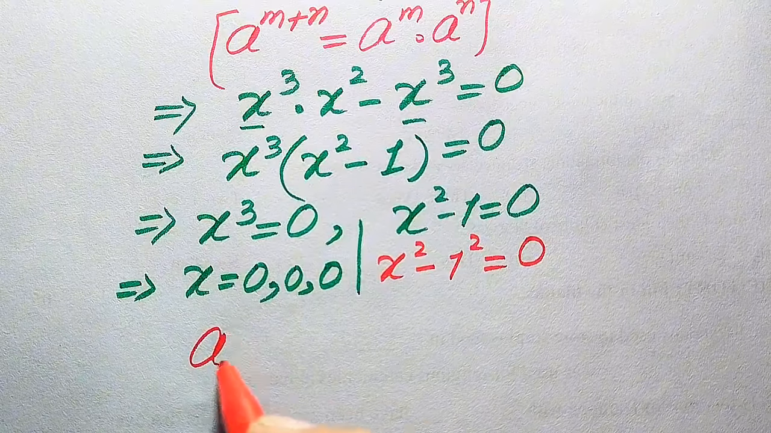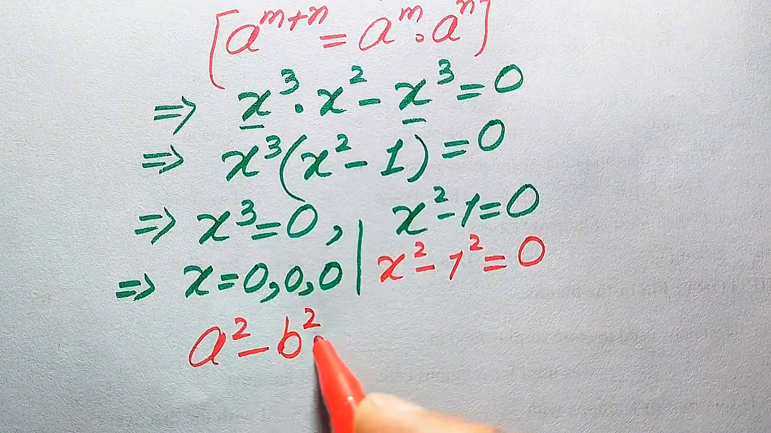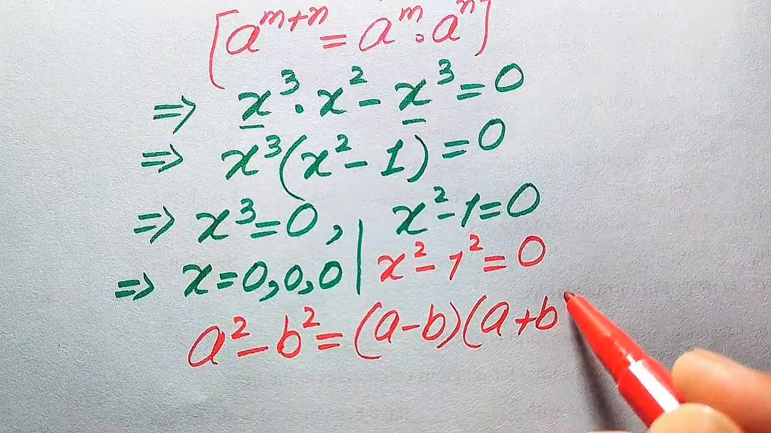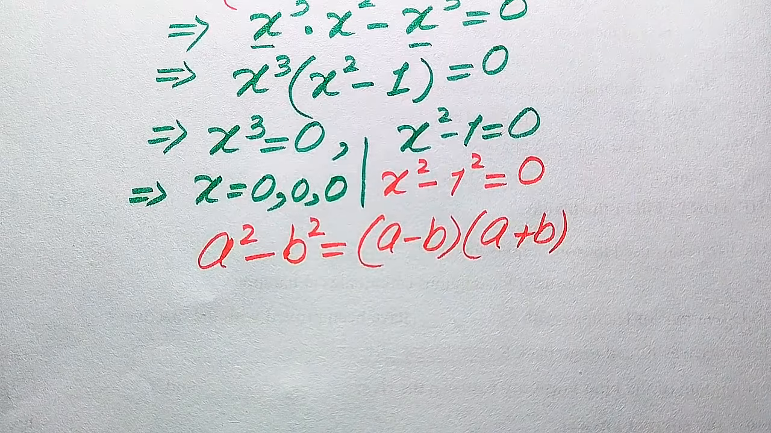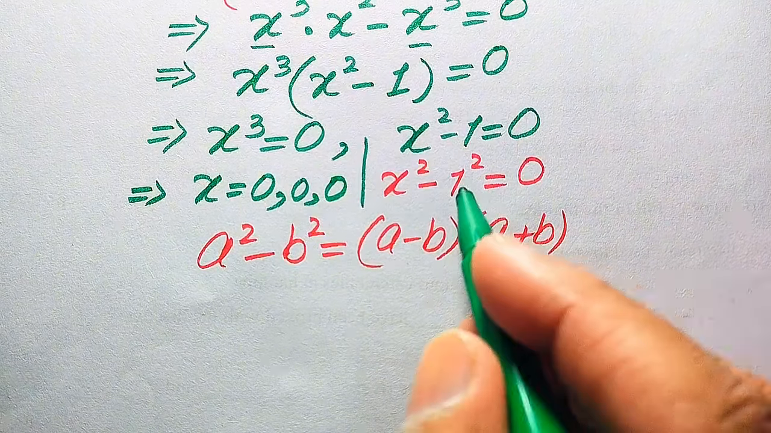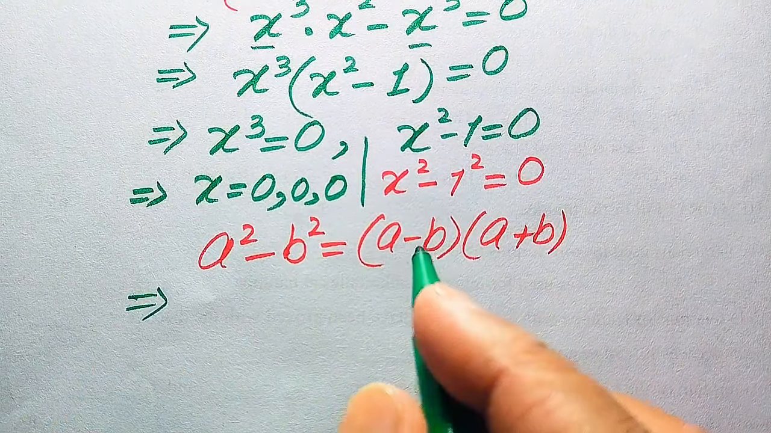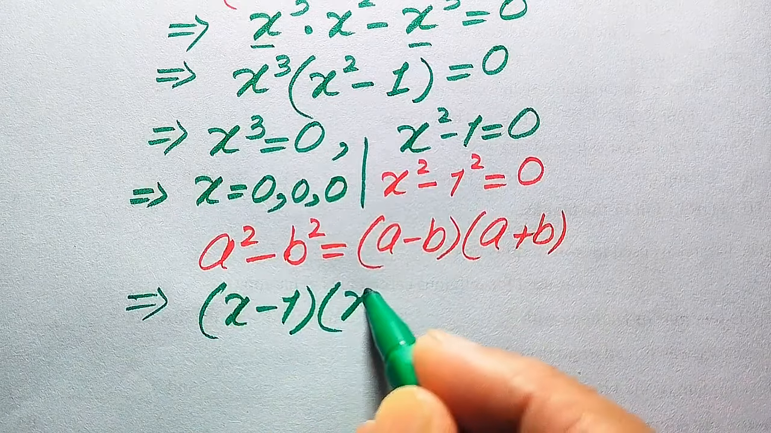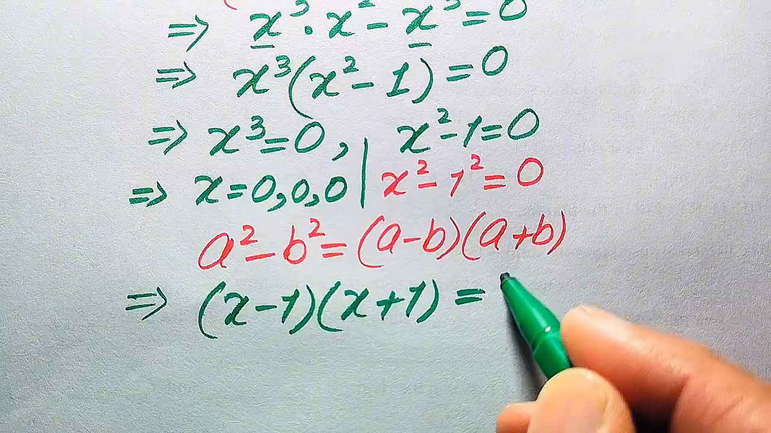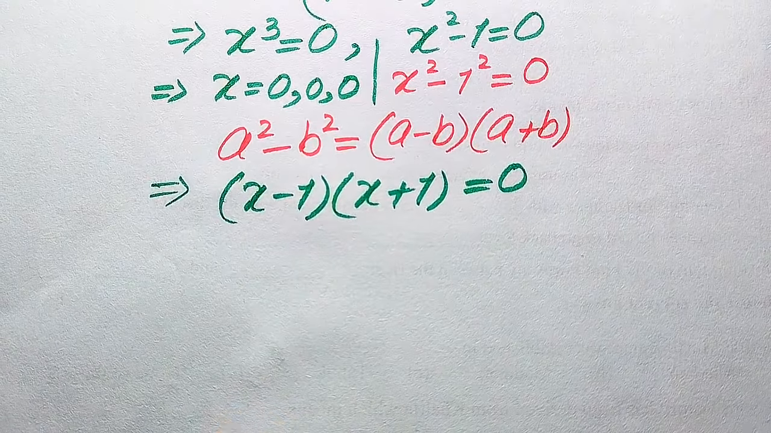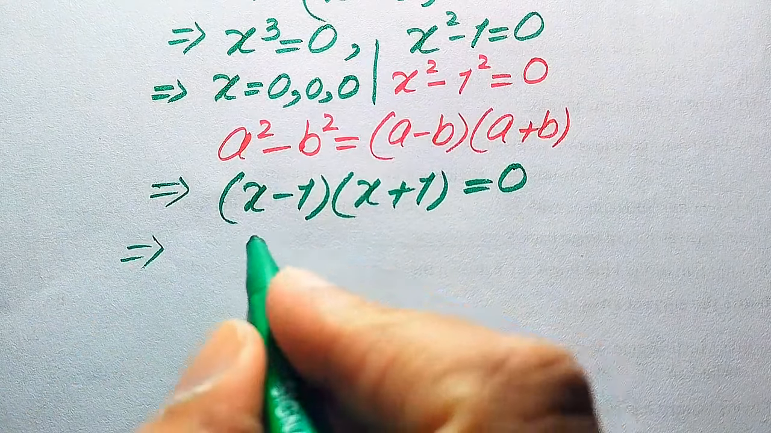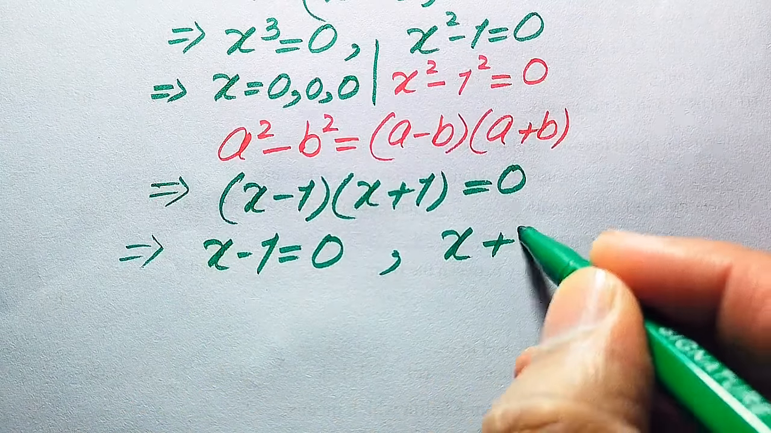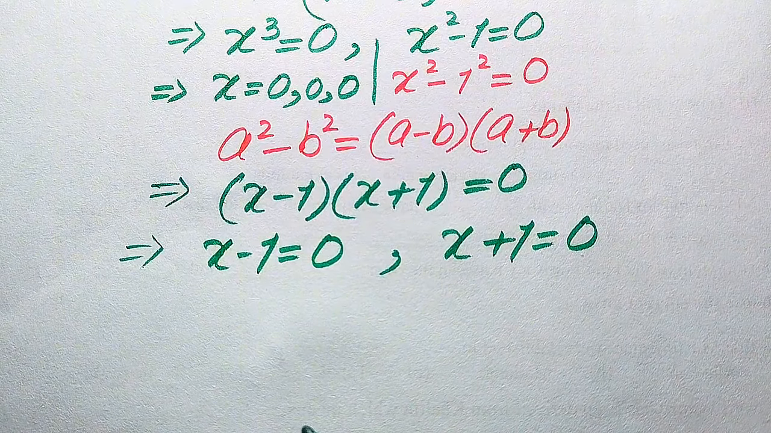And here we use the nice algebraic formula. You know about that: if we have a squared minus b squared, it equals a minus b times a plus b. According to this algebraic formula, we write this equation as x minus 1 times x plus 1, and this whole equation equals 0. So further in the next step, we divide this equation into two cases. The first case is x minus 1 equals 0, and the second case is x plus 1 equals 0.